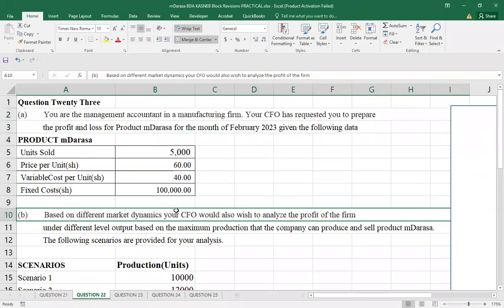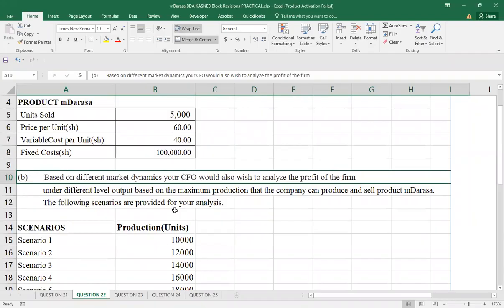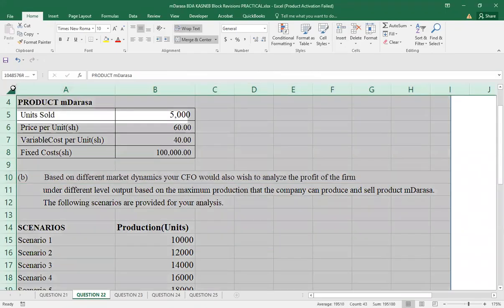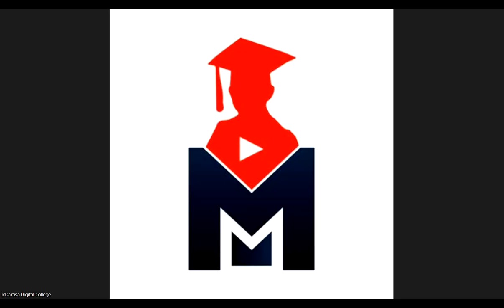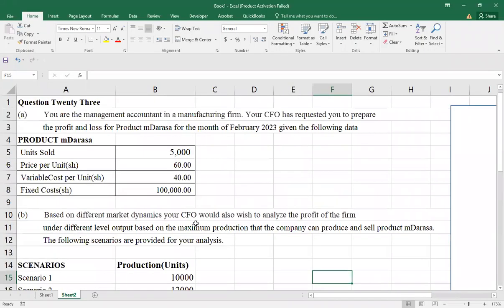So the next thing that you are supposed to do, these are what you're told. Based on different market dynamics, your CFO will also wish to analyze the profit of the firm at a different level of output based on the maximum production the company can produce and sell. So what you're going to do, let me do it this way so that it will be much easier on our end. Okay, so we are done with part 1 of the question.